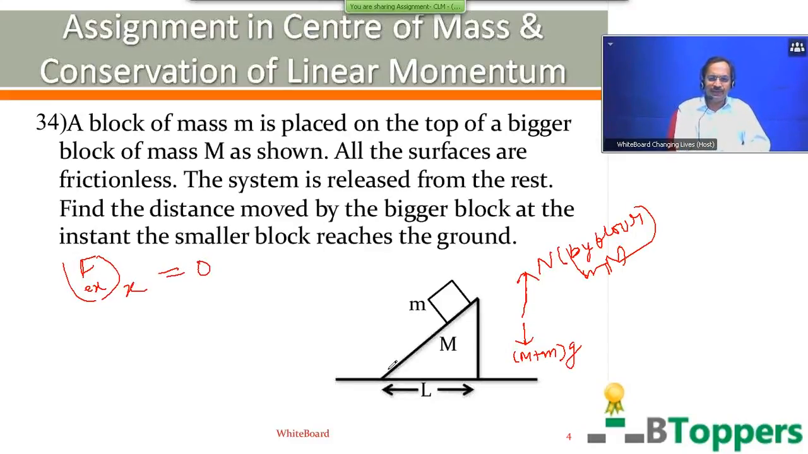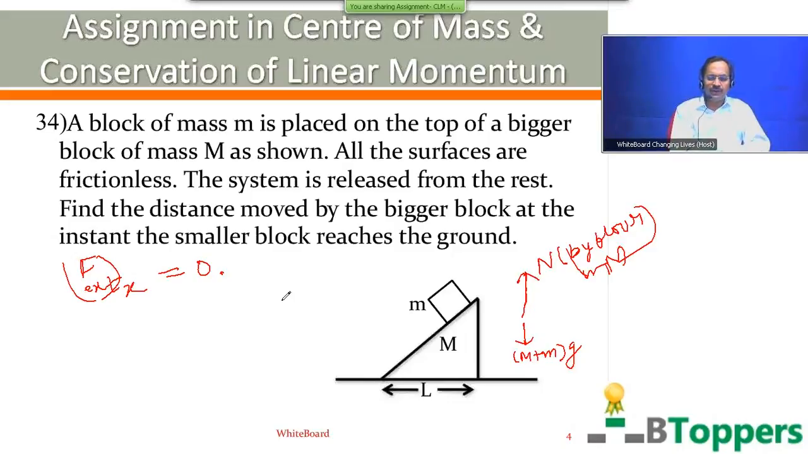I choose the horizontal direction as the x-axis and the vertical upward direction as the positive axis. So the horizontal component of the external force on the system is 0. Therefore, the horizontal component of the linear momentum of the system remains constant. Initially, both the blocks are at rest, so the initial momentum of the system in the horizontal direction is 0. Therefore, the final momentum of the system in the horizontal direction will also be 0. That means in the horizontal direction, the two blocks move in opposite directions with the same magnitude of momentum.